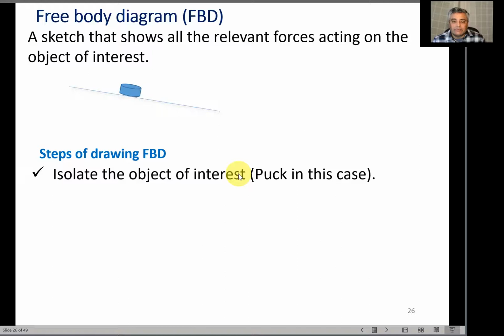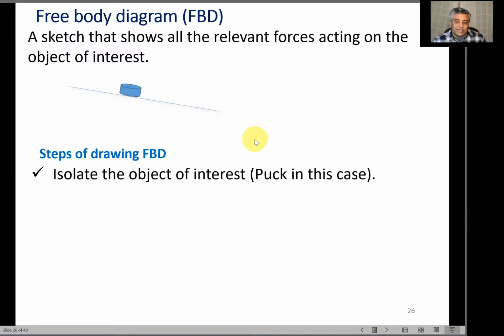So to find net force, what do we do? We draw a free body diagram. To draw a free body diagram, we look for all the forces acting on the object of interest. That is very important: isolate the object of interest. So in this case, if I want to draw a free body diagram of the puck, this is what I do. I say, okay, my object of interest is the puck. Any force not acting on the puck, I do not want to draw.